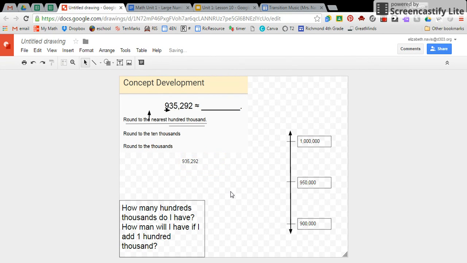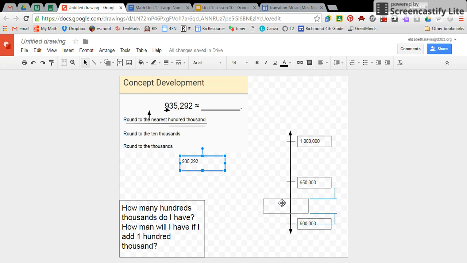935,292. And I'm going to place that on the number line. I want you to take a second and place it yourself. Remember, we ask ourselves, is this greater than, less than, or equal to 950,000? By asking that, it may help you decide where to place your number. So go ahead and pause the video and place 935,292 on the number line. Okay, welcome back. Hopefully you placed your number right about here.